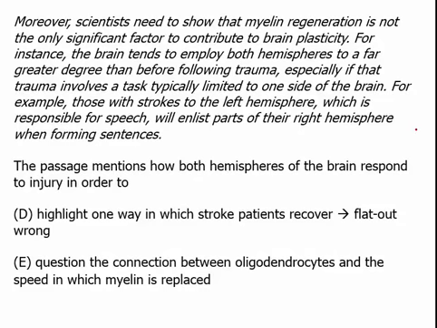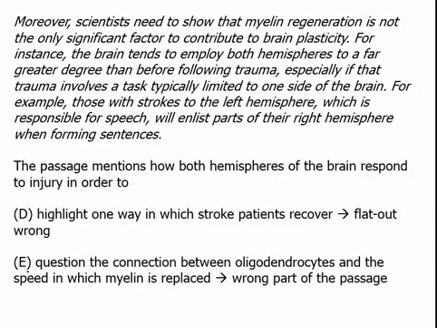E, question the connection between ODs and the speed in which myelin is replaced. So what's going on here? Well, we have the idea that ODs, speed in which myelin is replaced, but we have this questioning here. Or is he really questioning what's going on here? Another way to look at it is to think, is that what the passage is talking about, the oligodendrocytes and the myelin? It's more about the hemispheres. And so you can see that this would simply be the wrong part of the passage. It may answer a question, it may not, but it's from a different part of the passage. That's similar to one of the other answer choices, C.